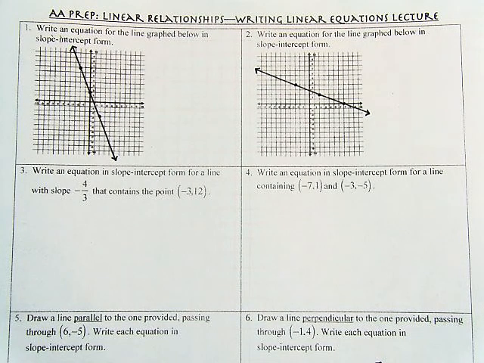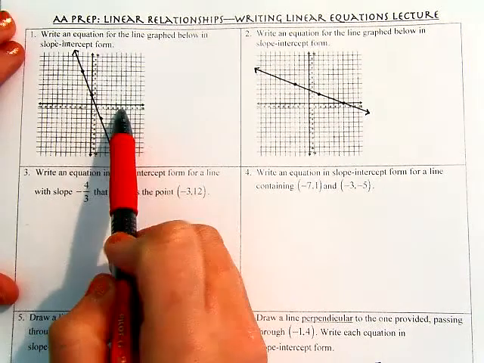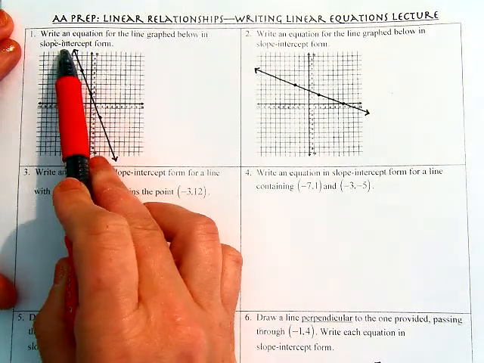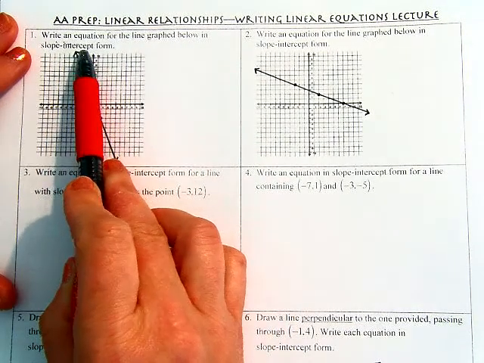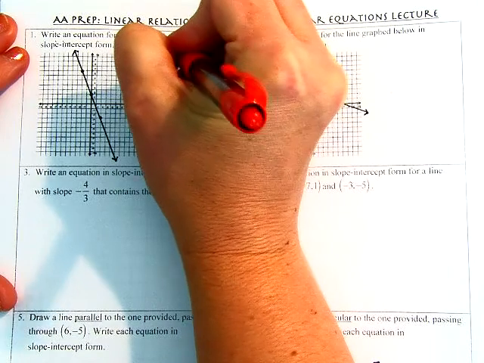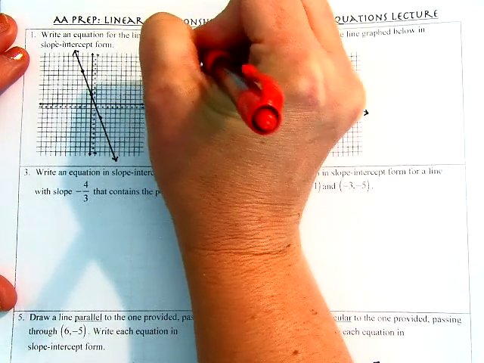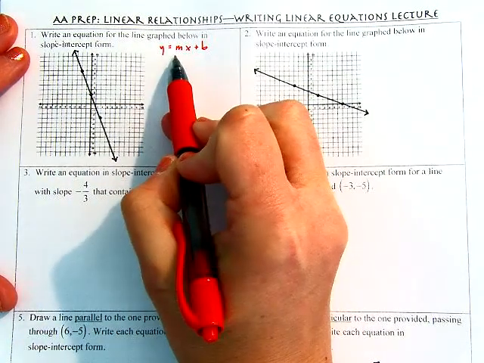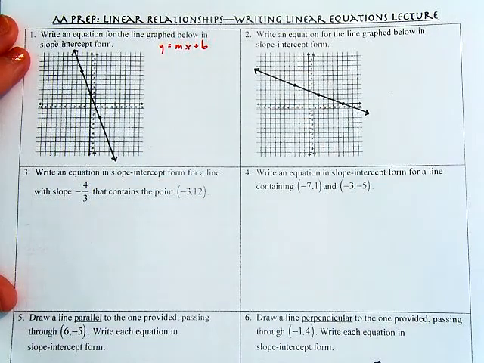All right, today we are taking on linear relationships and we're writing linear equations. First up, write an equation for the line graphed below in slope-intercept form. Slope-intercept form is y equals mx plus b. m is our slope, b is our y-intercept.